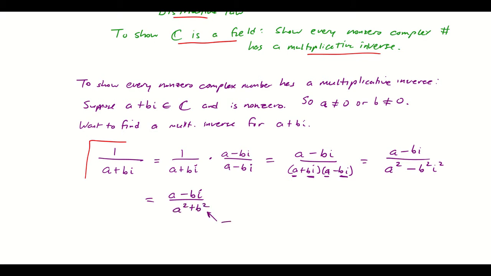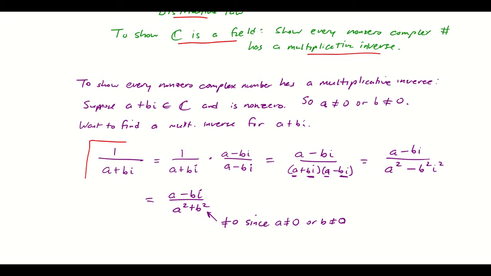And I know that's non-zero since a and b are real numbers, and a is non-zero or b is non-zero. The only way that whole thing could be 0 in the denominator would be if both a and b were 0. And they can't both be. We assumed our complex number was non-zero.